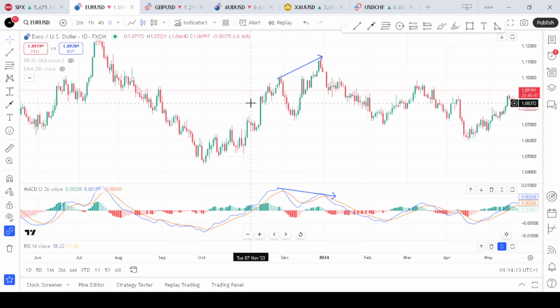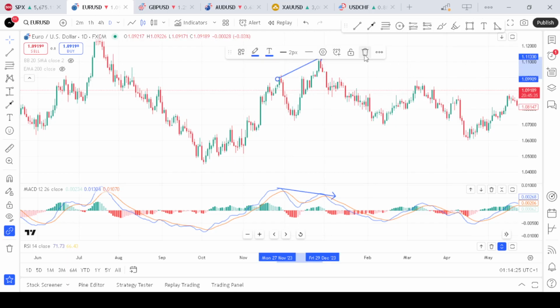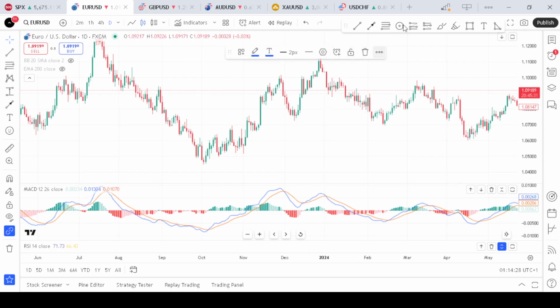We define our entries with support and resistance. We combine the MACD signal with key support and resistance areas in our chart to know where to enter from and exit the trade from.